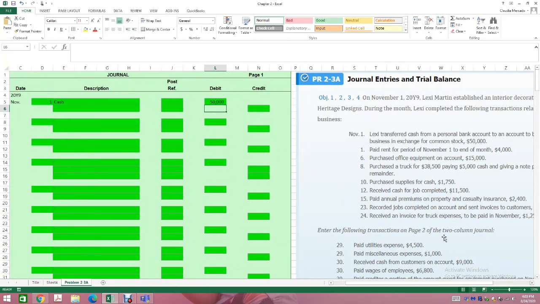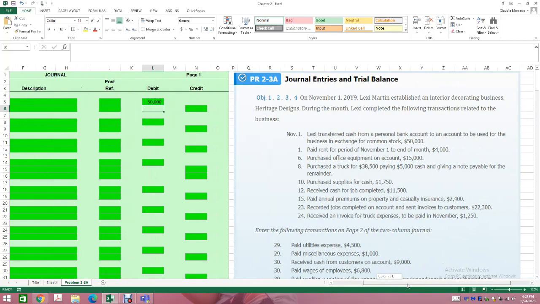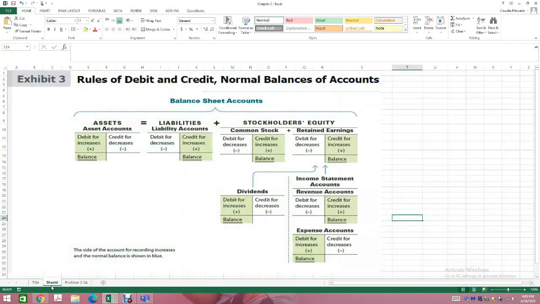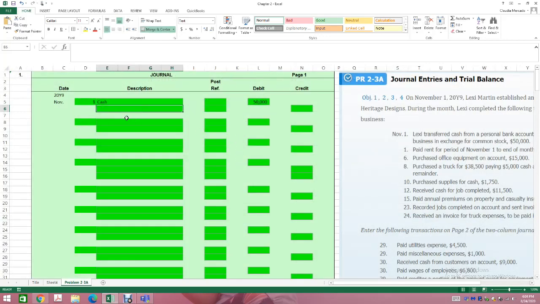Now, what else happened? Well, it says here that she gave $50,000 in exchange for common stock. So let's look at common stock. Okay? So, what happened? Well, now we issued common stock, so there's common stock out there. So my common stock increased. Okay? So when my common stock increases, I credit common stock. Okay? So my common stock is going to be credited.